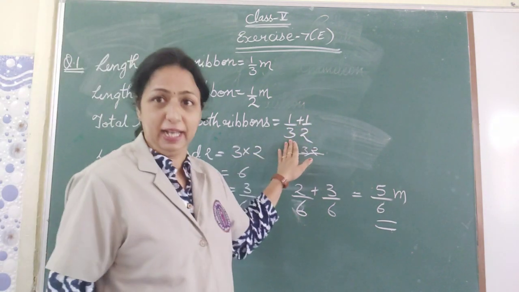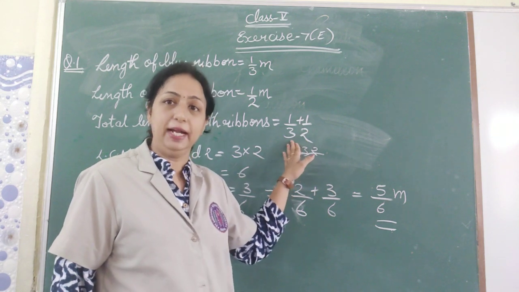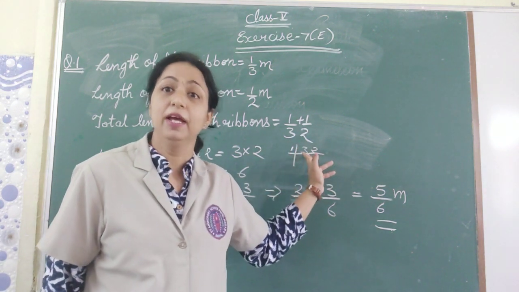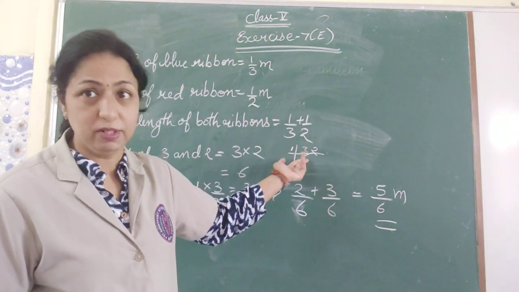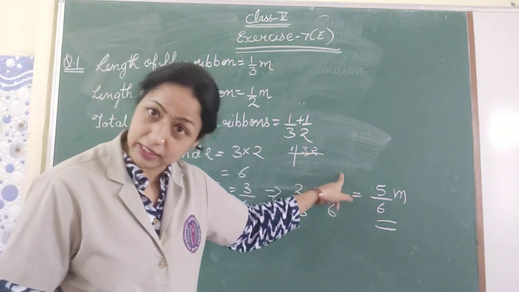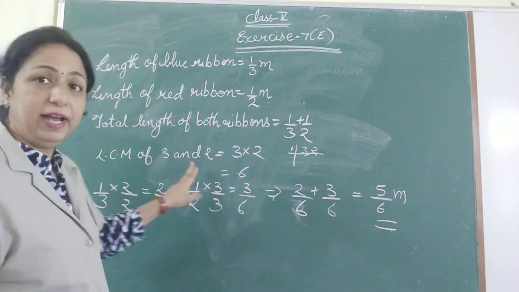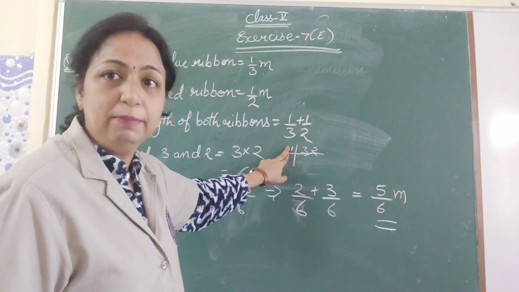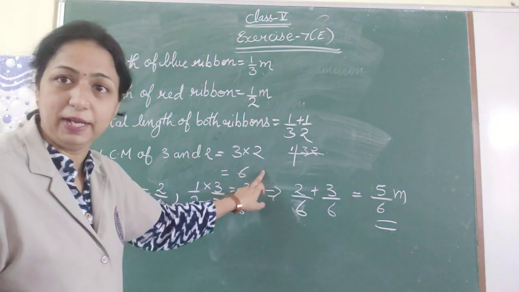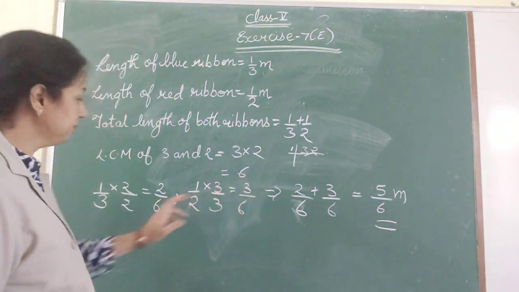Now these are unlike fractions. You already know, to add unlike fractions we need to convert them into equivalent fractions having the same denominator, and that same denominator is the LCM of the denominators. So we will find the LCM of 3 and 2. Only 1 is the common factor, so LCM is 3 multiplied by 2, that is 6.